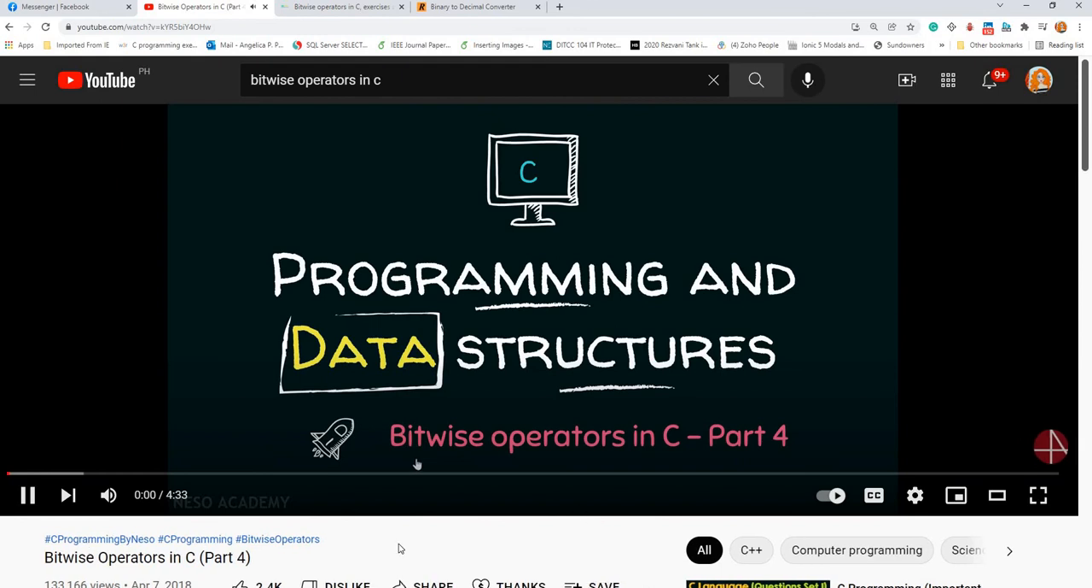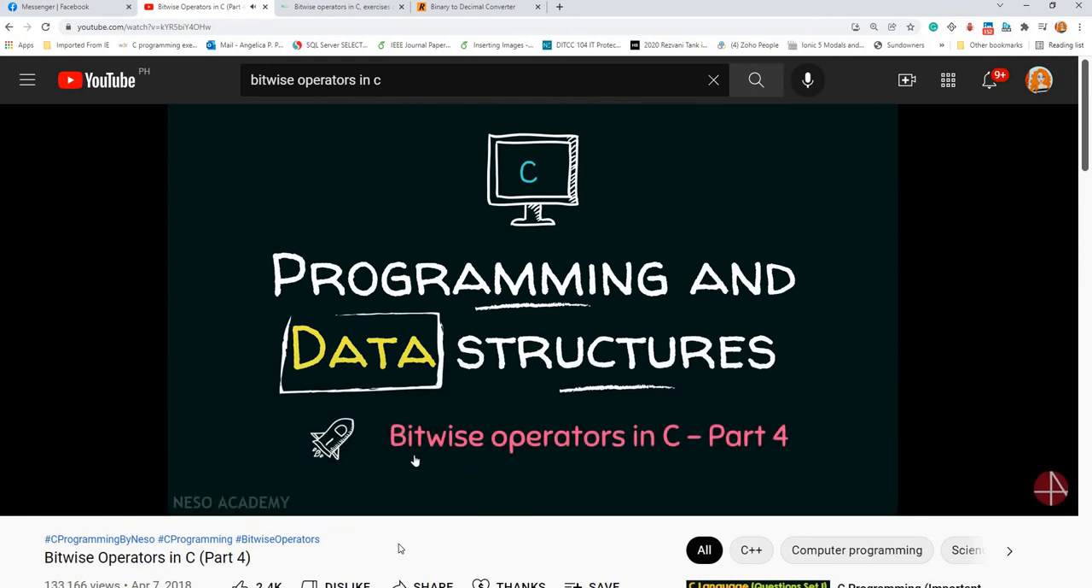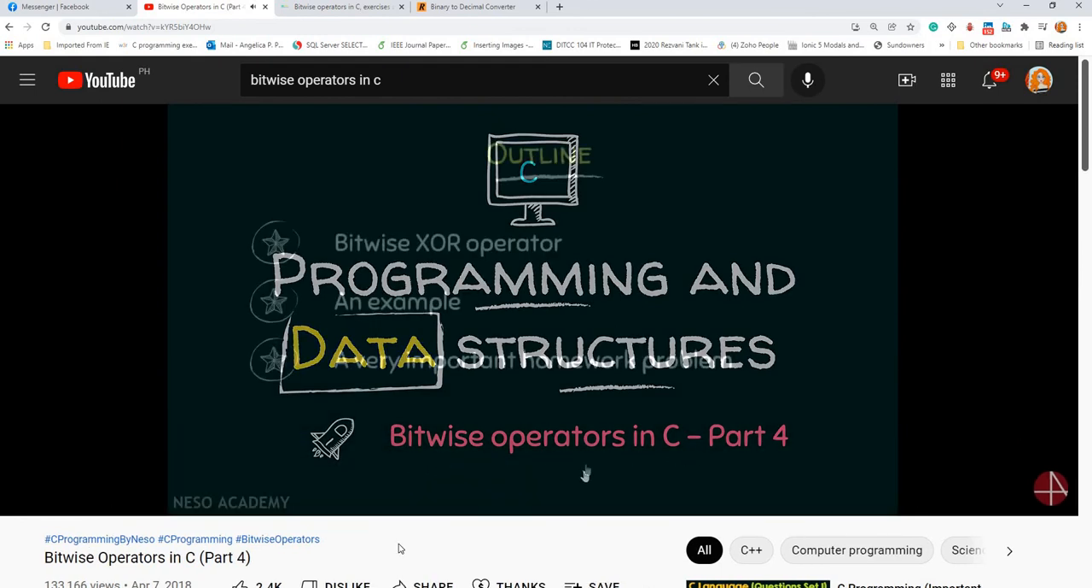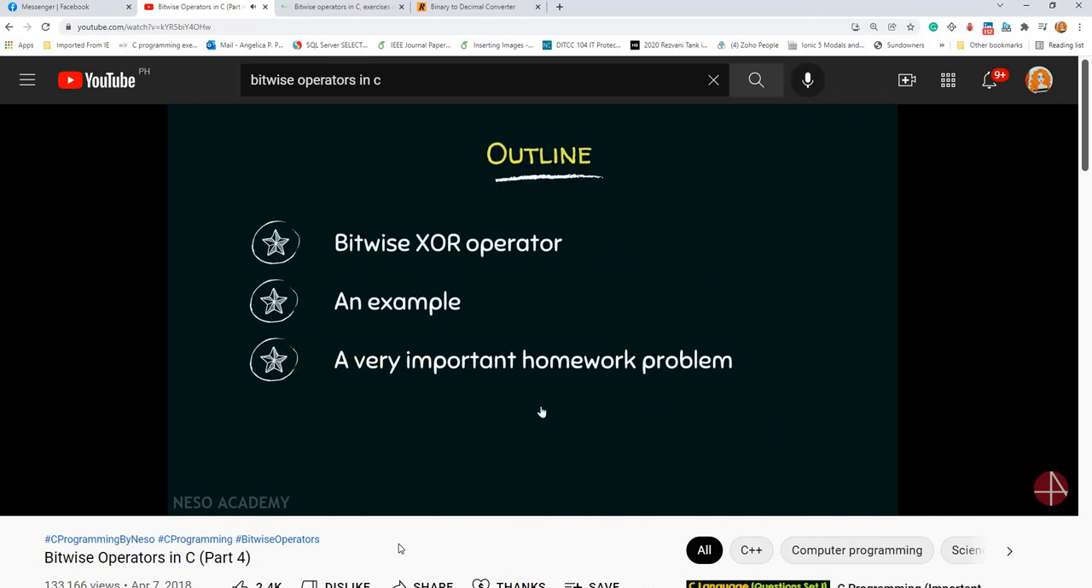Next. Okay. This is the last lecture in the series of Bitwise Operators in C. Now what we will study in this lecture? XOR. We are going to talk about Bitwise Xor Operator. We will see one example related to Bitwise Xor Operator to help cement the concept. Apart from that, we will also consider one homework problem related to XOR Operator.